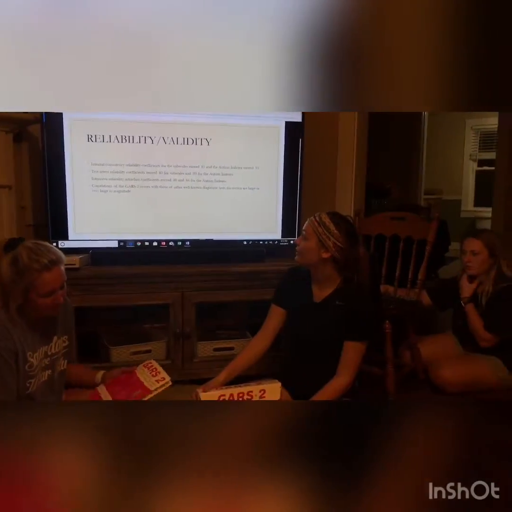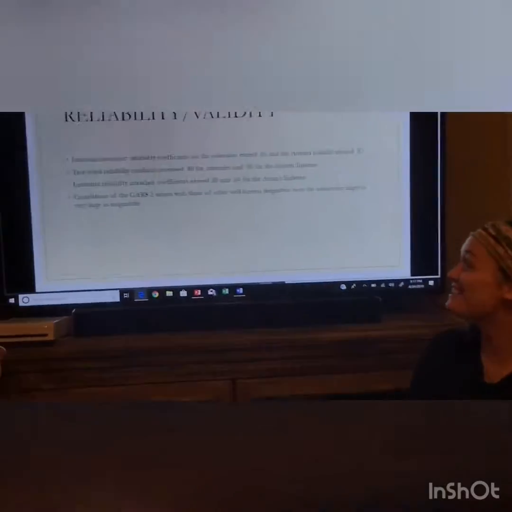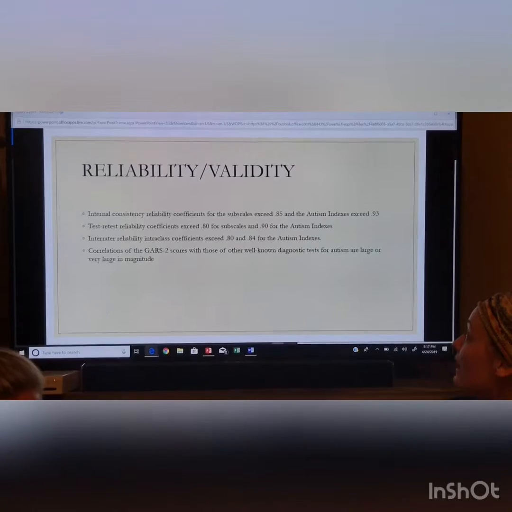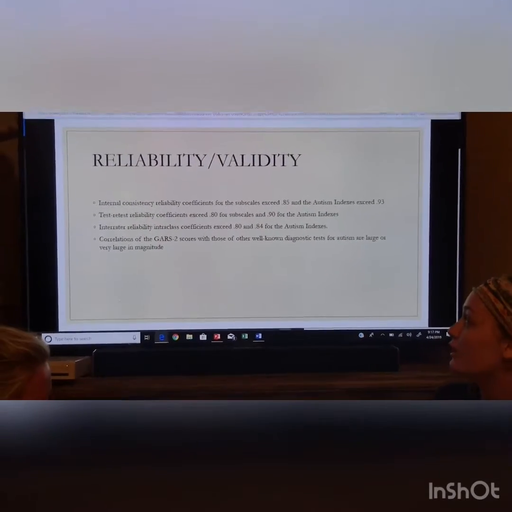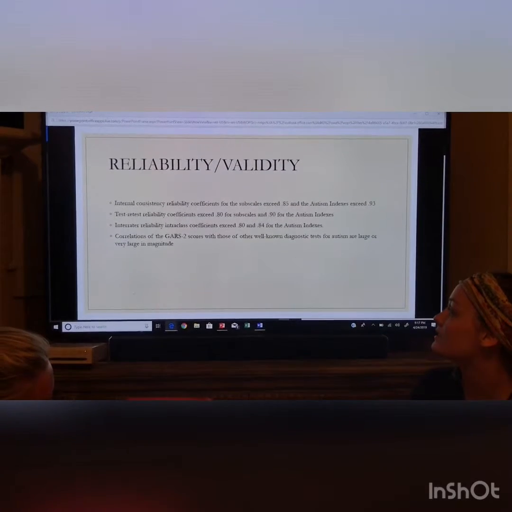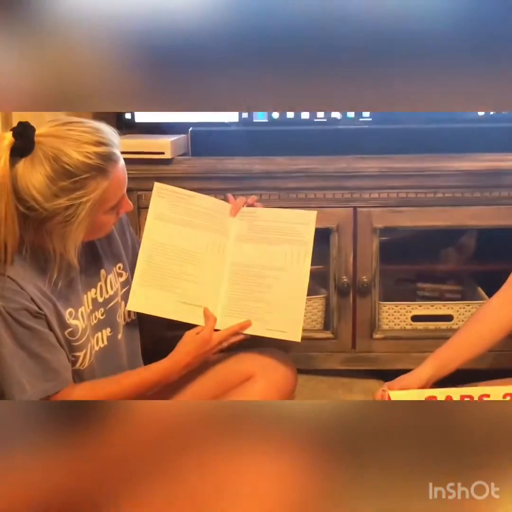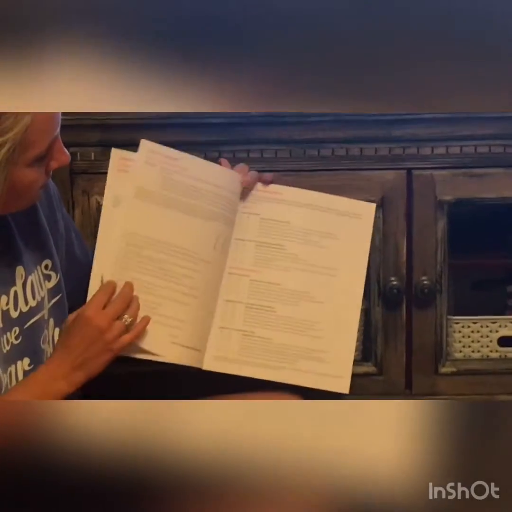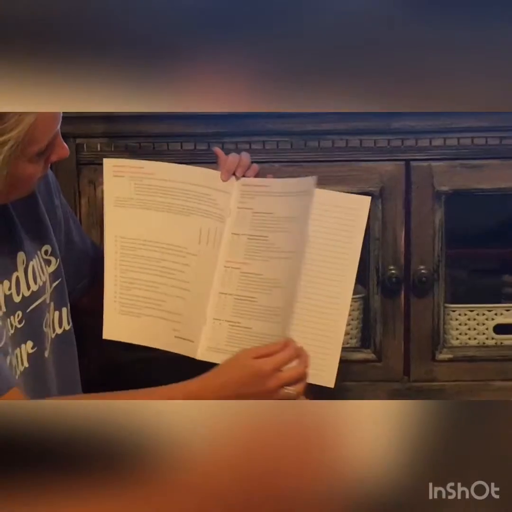Reliability and validity. Internal consistency reliability coefficients for the subscales exceed 0.85 and the autism indexes exceed 0.93. Test-retest reliability coefficients exceed 0.80 for subscales and 0.90 for the autism indexes. Inter-rater reliability, interclass coefficients exceed 0.80 and 0.84 for the autism indexes. Correlations of the GARS-2 scores with those of the well-known diagnostic test for autism are large or very large in magnitude.